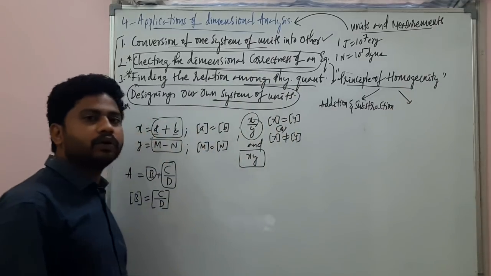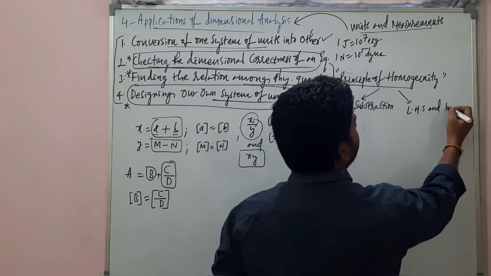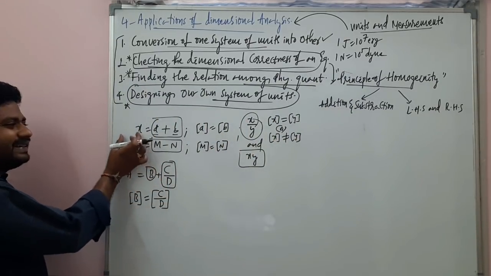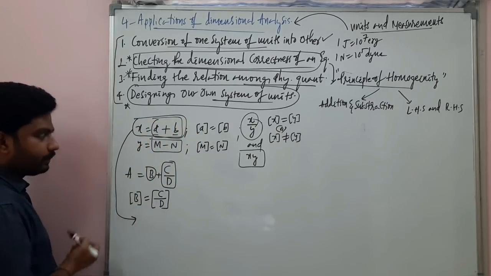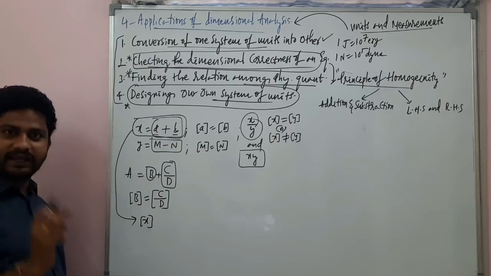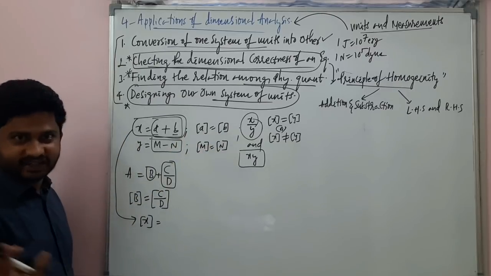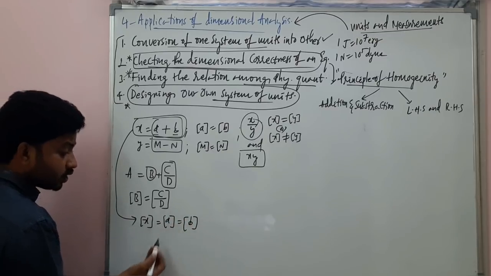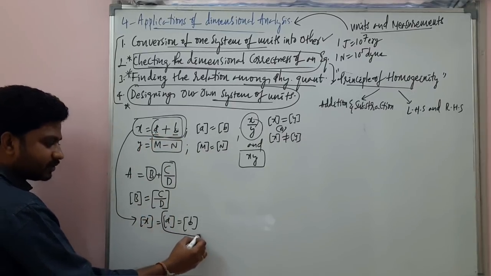And the second part is about the left hand side and the right hand side of the equation. Whatever may be the equation, how many entities are there? Let's concentrate on this equation. How many entities are there in the left hand side? Dimensions of X must be equal to the individual entities in the right hand side. So I can write A dimensions will be equal to B dimensions. So from the first part of the principle of homogeneity, you have already got A is equal to B dimensions.